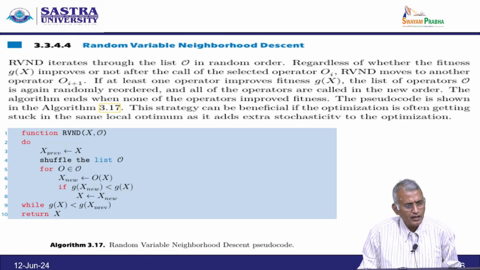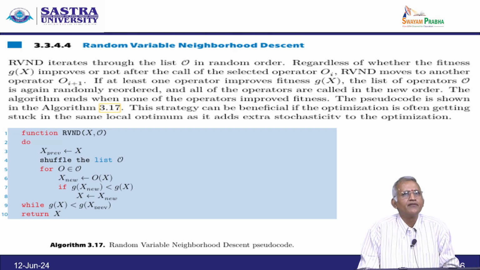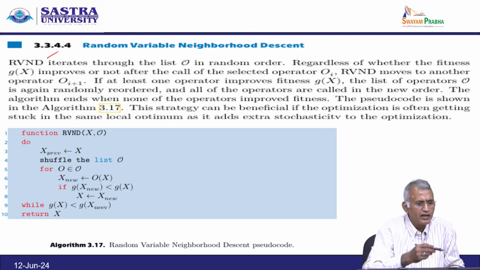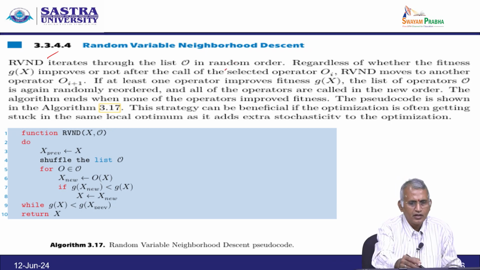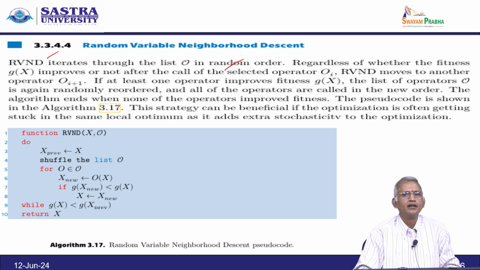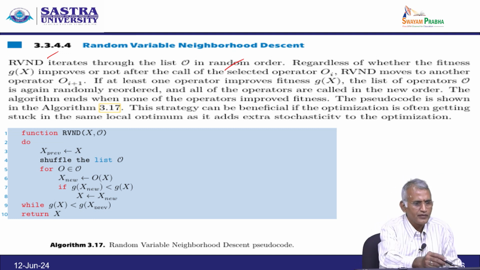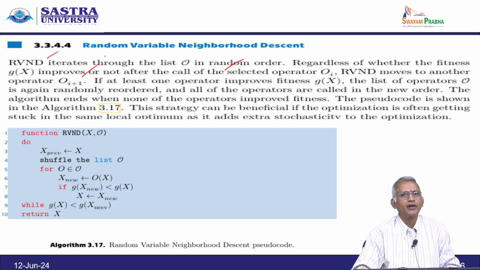Okay. Next, in continuation of pseudocode, we have another topic: random variable neighbourhood descent. RVND iterates through the list O in random order regardless of whether the fitness g of x improves or not. After the call of the selected operator O_i, RVND moves to another operator O_(i+1). If at least one operator improves fitness g of x, the list of operators O is again randomly reordered and all of the operators are called in the new order. The algorithm ends when none of the operators improve fitness.